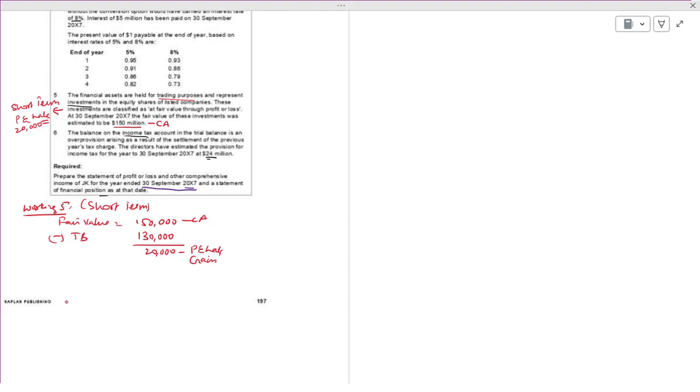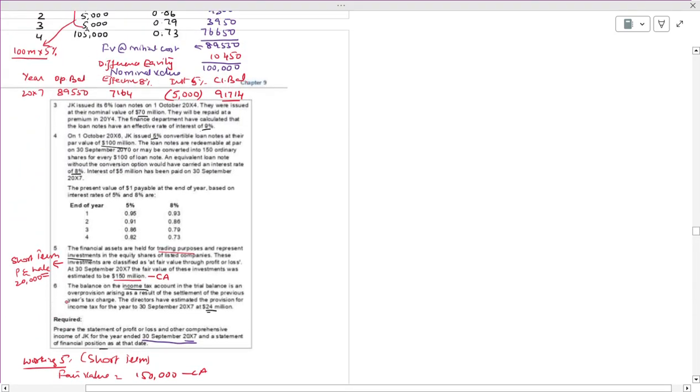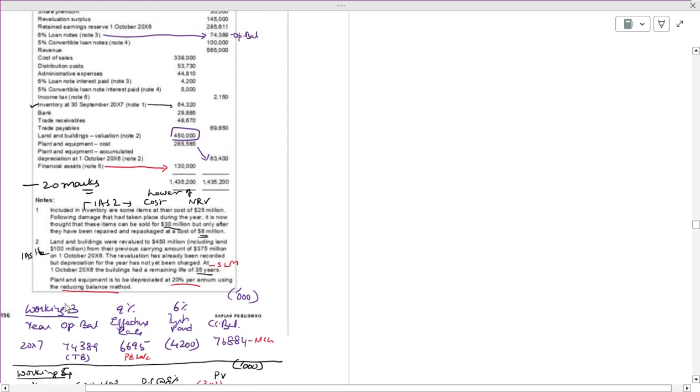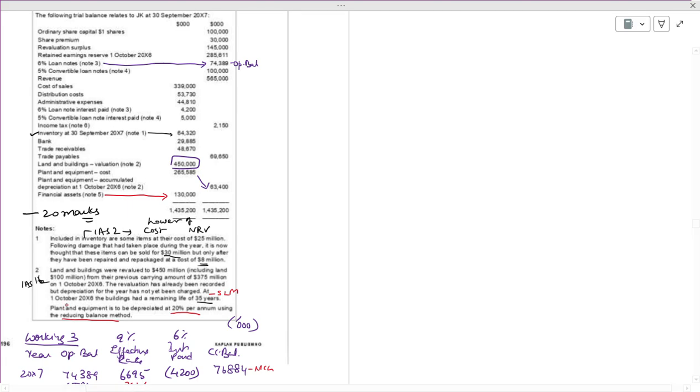Yes, doctor. The balance in the income tax account in the trial balance is an over provision. It means you have made some over provision. How much have you made over provision? What is the figure in the trial balance? See the taxation. Where is taxation? Income tax. How much is the over provision? 2,150. It is there?